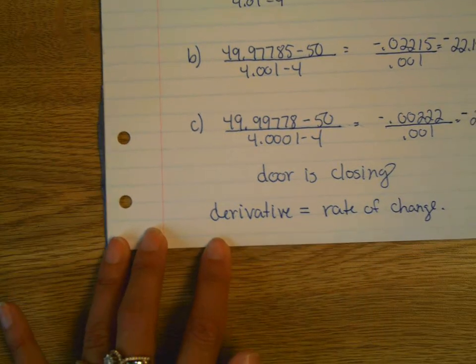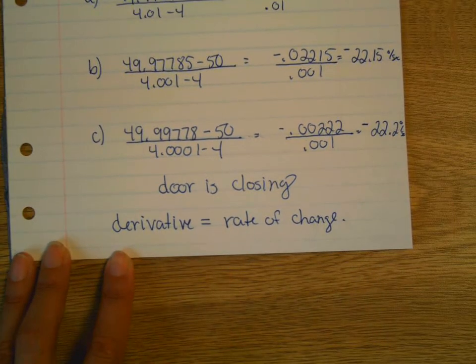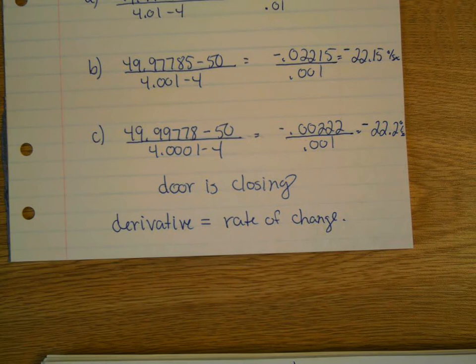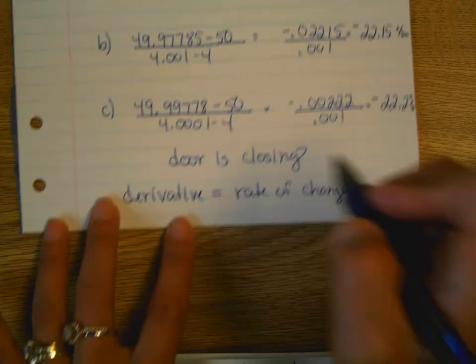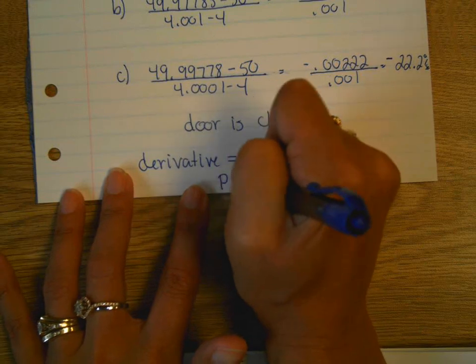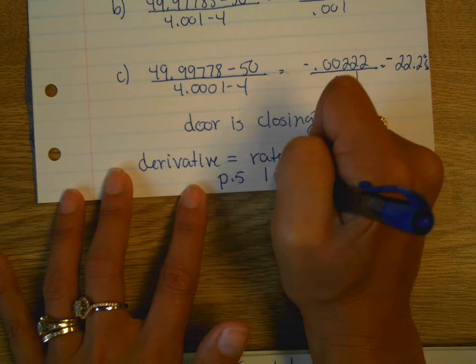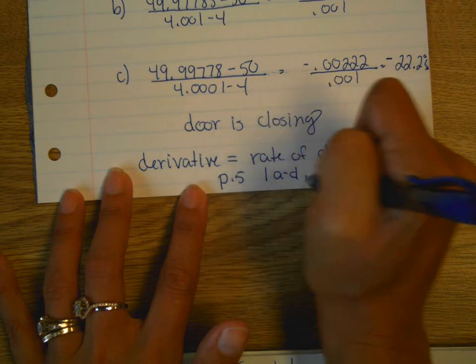Okay, you made it through your first section of Calc Notes. The homework assignment for this section, which you will work on in class tomorrow, is Calc page 5, number 1, parts A through D, and number 2.